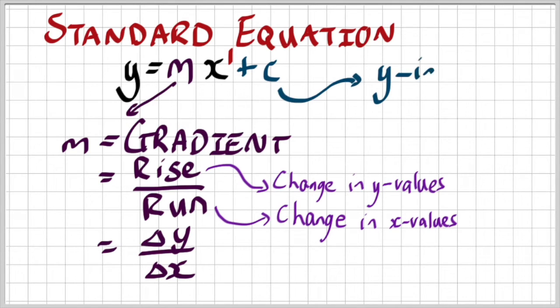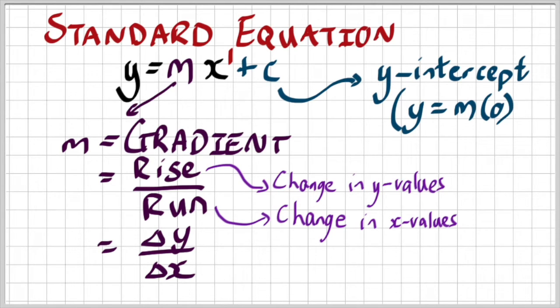The c value is specifically the y-intercept of the straight line. Now, why is that? Because remember that to get the y-intercept, I must make x 0. And therefore, I'm left with only the c value. So the c value is always the y-intercept.